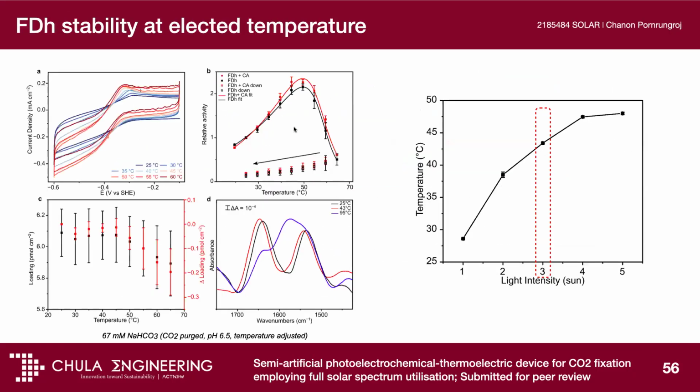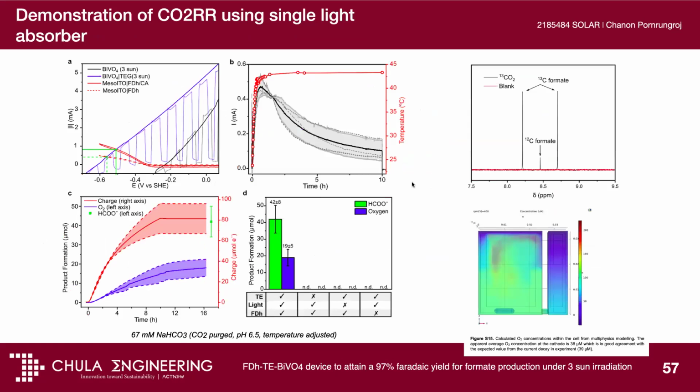We show here that the enzyme works better at higher temperature, and our system can work with only one single electrode. As you can see here, normally without any thermoelectrics, you don't see the overlap between the anode and the cathode. But once you add thermoelectrics here, it pushes the current of the anode, and then you can see the nice overlap.